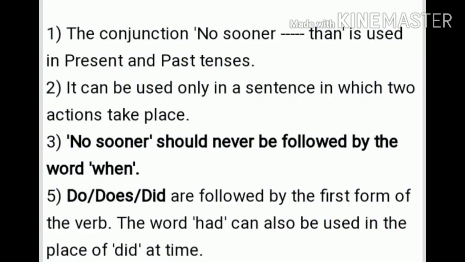So children, through all these examples and discussion, we have come to know that the conjunction no sooner than is used in present and past tenses. It can be used only in a sentence in which two actions take place. No sooner should never be followed by the word when, and do, does, did are followed by the first form of the verb. The word had can also be used in place of did at times.